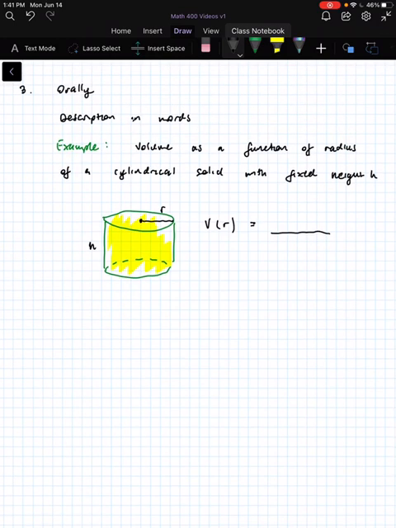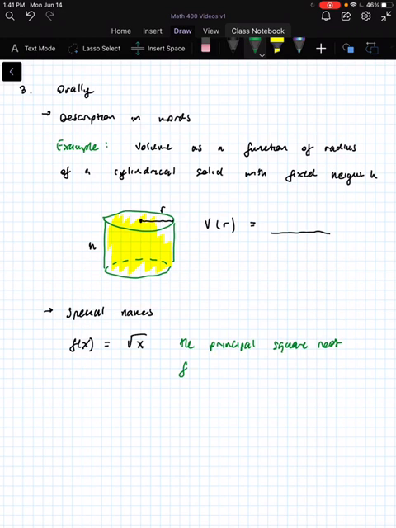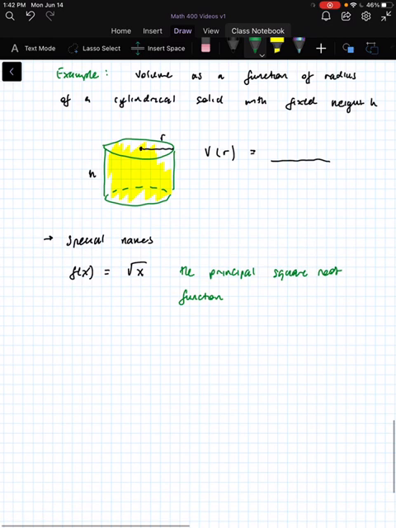And then there's also some functions that have special names. For instance, the function, what we call the square root function, is called the principal square root function. And there's a whole coterie of these functions that have specific names. We'll encounter quite a few of them in this class, such as absolute value, ceiling function, etc.